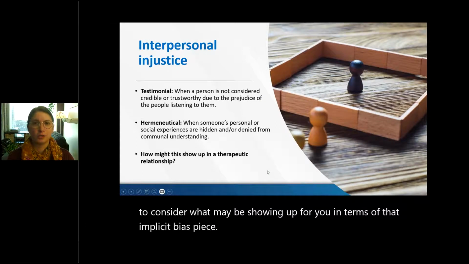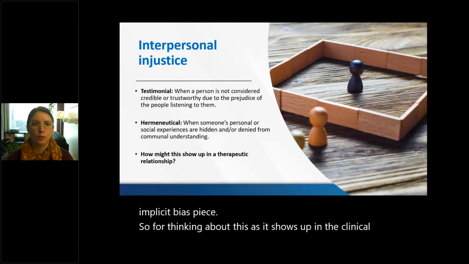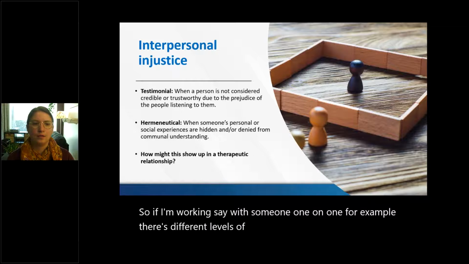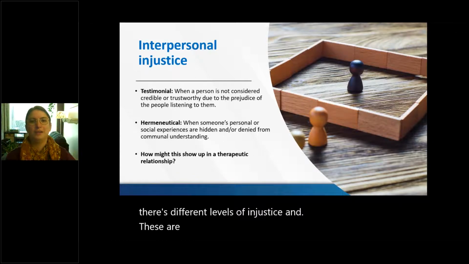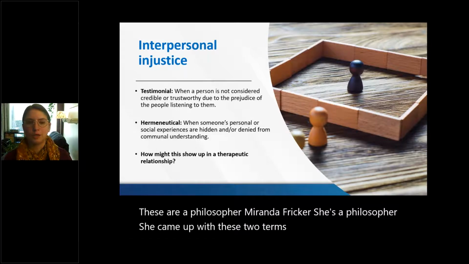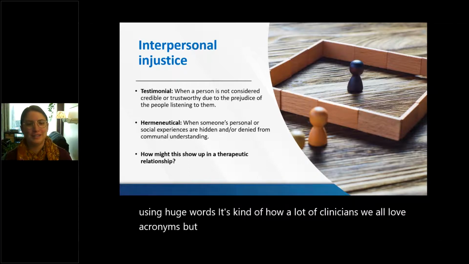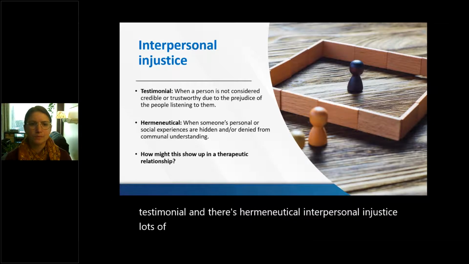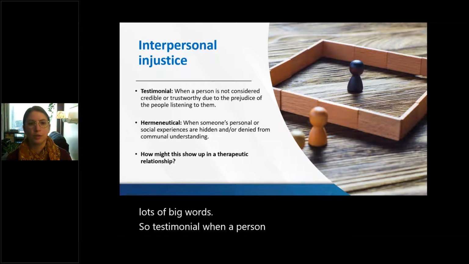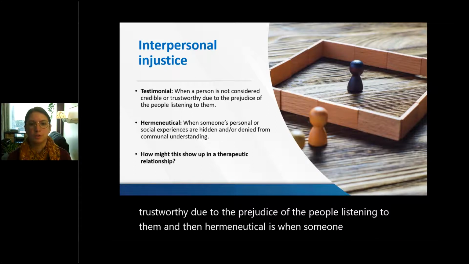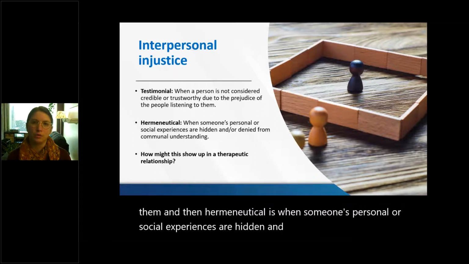So if we're thinking about this as it shows up in the clinical space, say, if I'm working with someone one-on-one, there's different levels of injustice. Miranda Fricker, a philosopher, came up with these two terms, and philosophers love using huge words. It's kind of how a lot of clinicians love acronyms, but the concept is fairly simple. So there's testimonial and there's hermeneutical interpersonal injustice, lots of big words. Testimonial is when a person is not considered credible or trustworthy due to the prejudice of the people listening to them. And hermeneutical is when someone's personal or social experiences are hidden and denied from communal understanding.